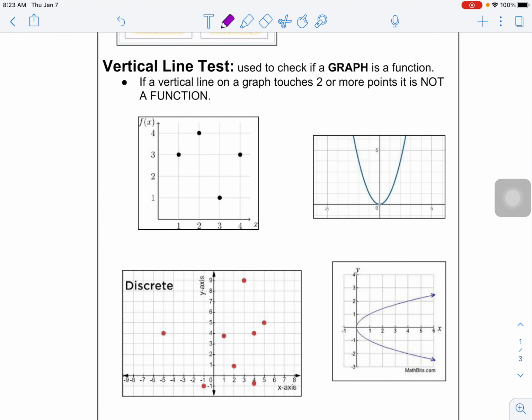If you're looking at a graph, we do something called a vertical line test, which means anywhere in my graph, if I make a vertical line, I should only touch one point. If I touch 2 or more points, then it is not a function.